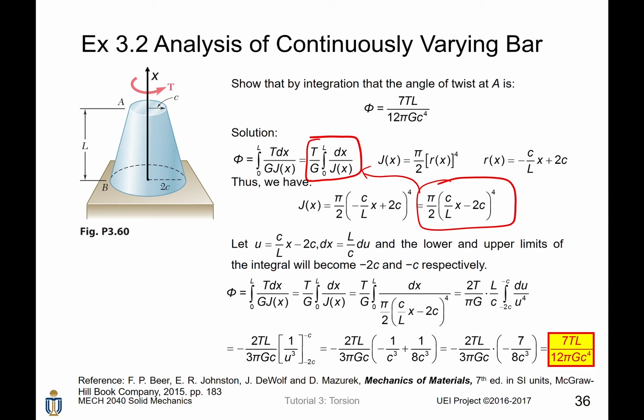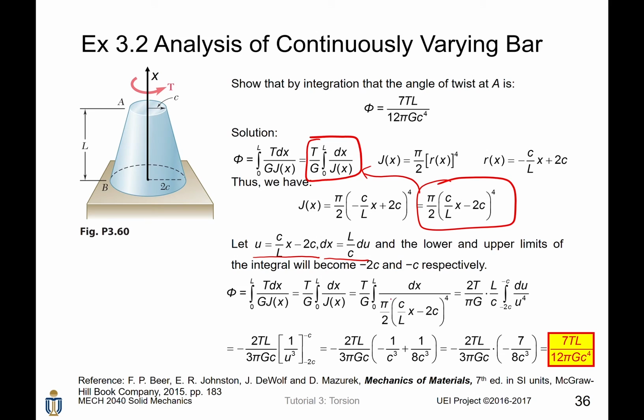To simplify this integration, let u equal c divided by Lx minus 2c, then dx equals L divided by c times du. The lower and upper limits of the integral consequently become minus 2c to minus c respectively. Now we consider the torsional displacement formula in the integral form, which is this.